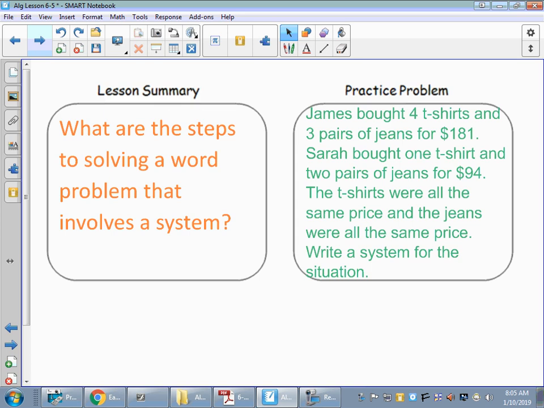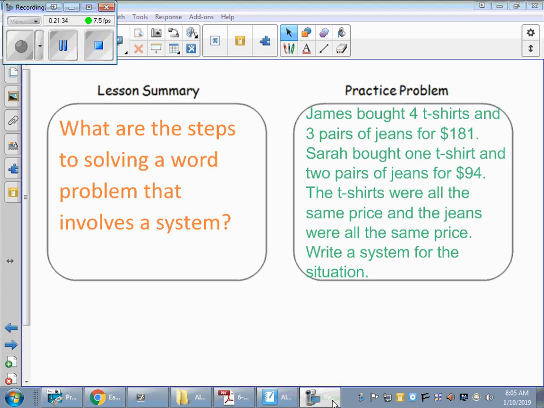James bought 4 t-shirts and 3 pairs of jeans for $181. Sarah bought 1 t-shirt and 2 pairs of jeans for $94. T-shirts were all the same price. Jeans were all the same price. Write a system for the situation. You don't have to solve it. If you wanted to, go ahead and solve it, but you don't have to. You just have to write the equations up and put them in that pair.